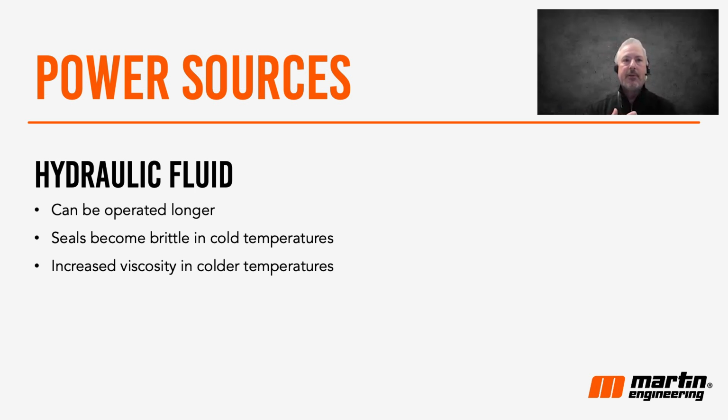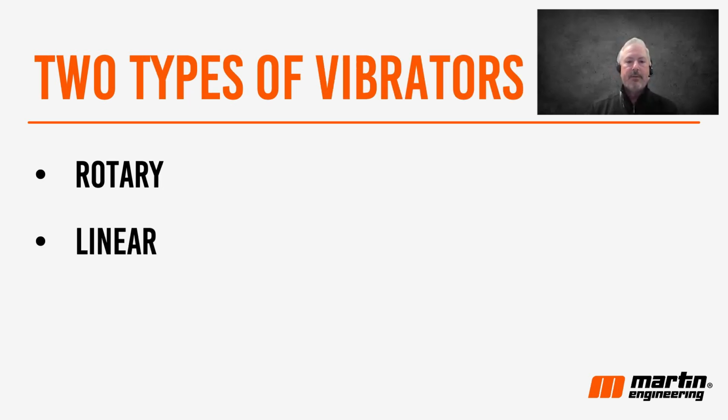So we find in some of the northern tier states and in Canada, they'll use hydraulic vibrators on their mobile equipment up there because they can run it longer to deal with that frozen muck that maybe they're hauling at that time. So there are two types of vibrators that we're going to discuss today, both rotary and linear, and we'll look at them each a little bit more independently here.